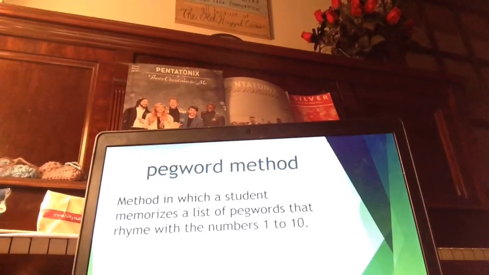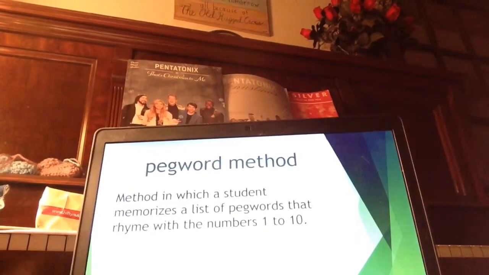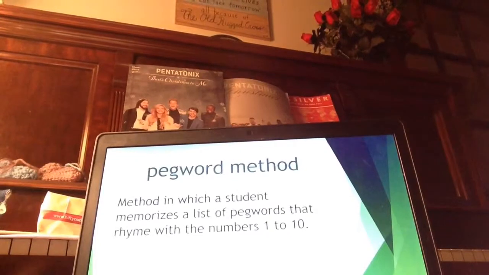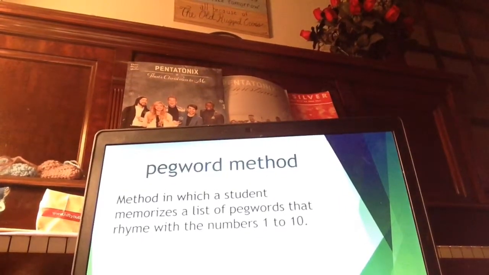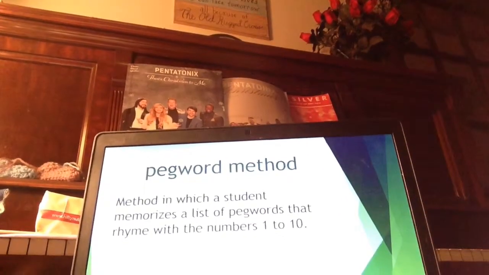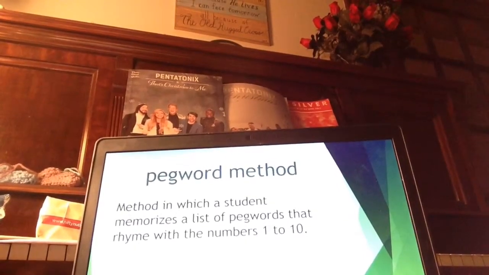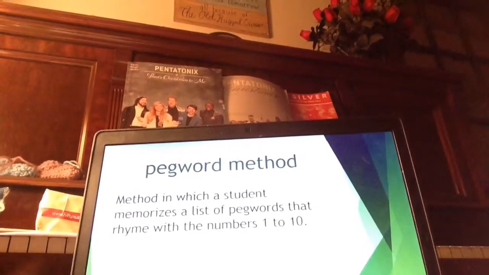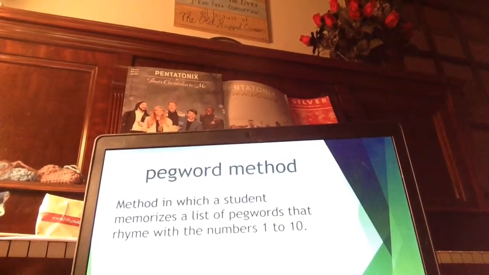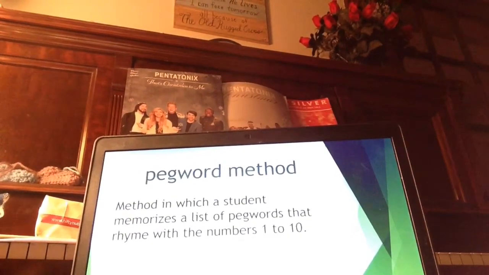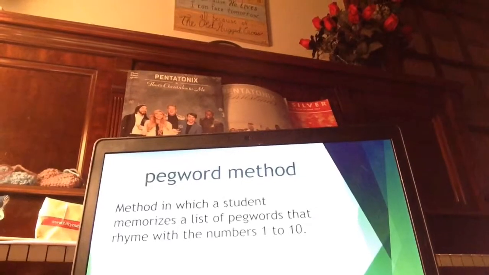Peg word method, the method in which a student memorizes a list of peg words that rhyme with the numbers 1 to 10. The only thing I can tell you on that one is just Google it and look at some of the examples. It's pretty interesting.